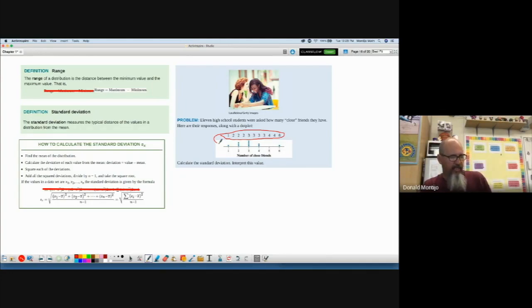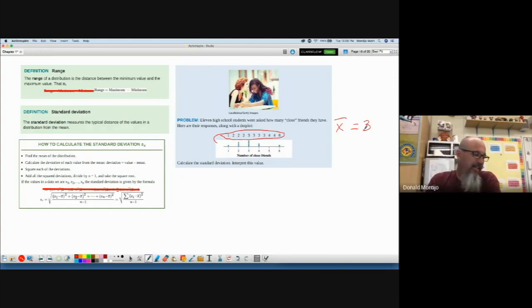So we can see that this data is quantitative. How many close friends do you have? You answer that with a numerical value. Therefore, this is quantitative data. So if I were to take all those numbers and add them up, I would find that my mean, x bar, is equal to 3.